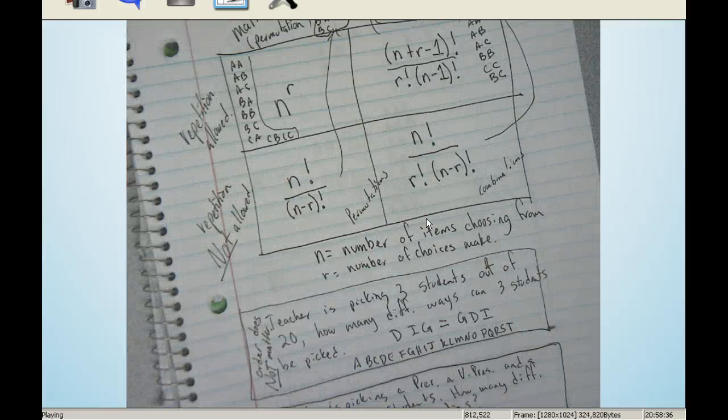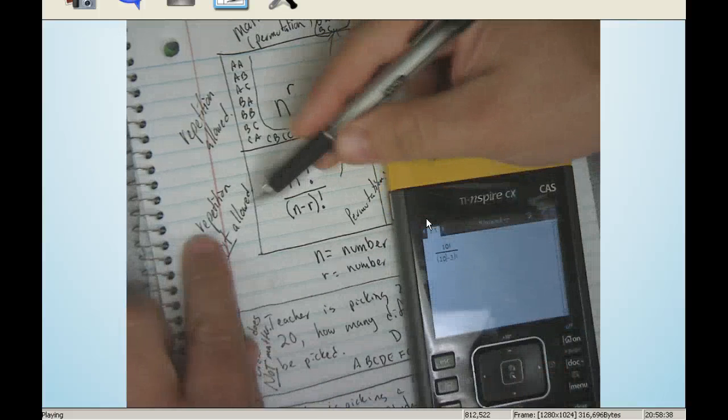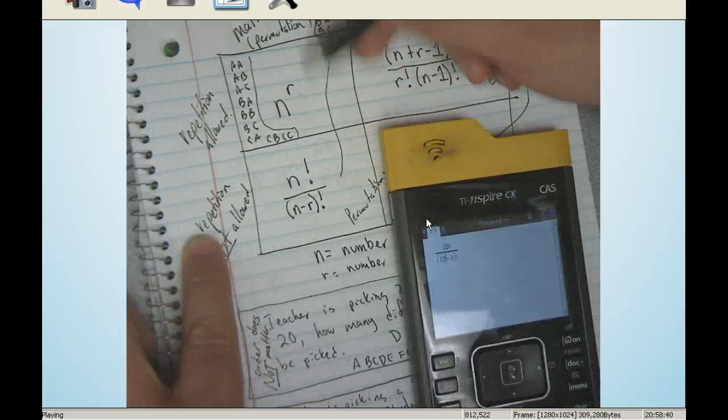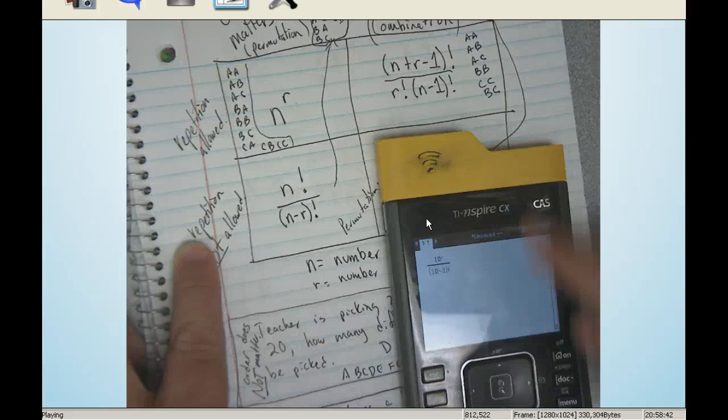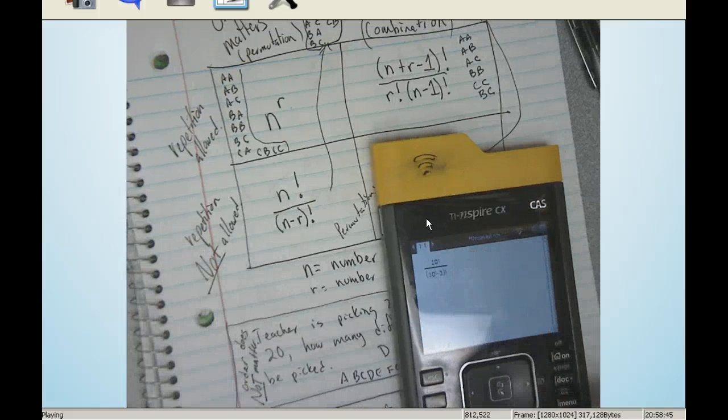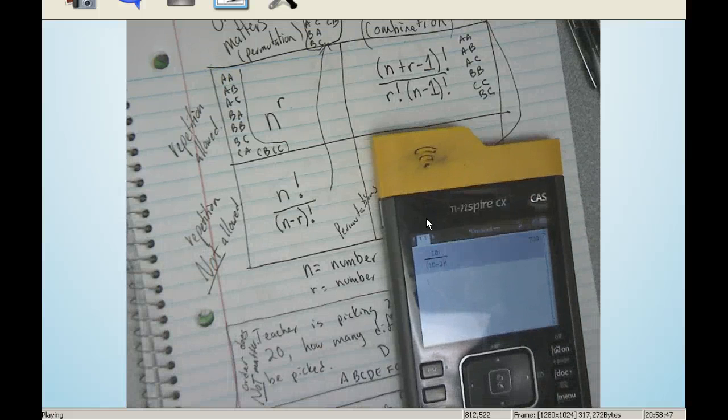We can just use the formula, though. Repetition not allowed, it's a permutation. We just put it in like this, 10 factorial over 10 minus 3 factorial, and hit enter. There's our answer: 720.